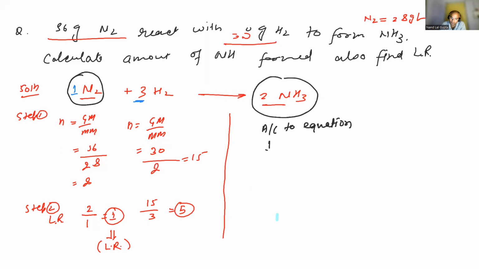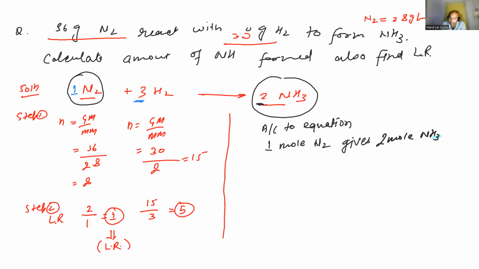According to the equation, whatever coefficients are there, that is mole. 1 mole N2 gives how much? 3 mole H2. 1 mole N2 gives 2 mole NH3. Is it okay? See here, that is 2 here, 1.